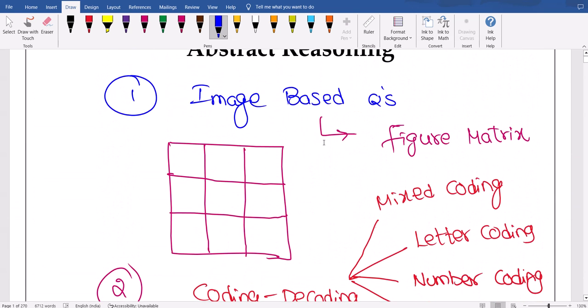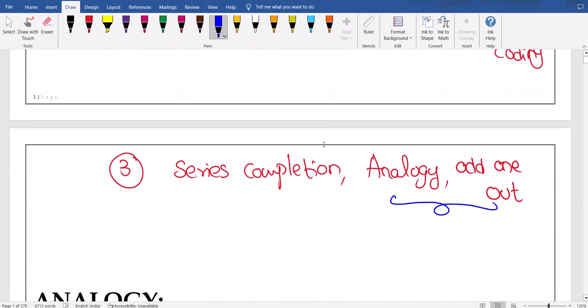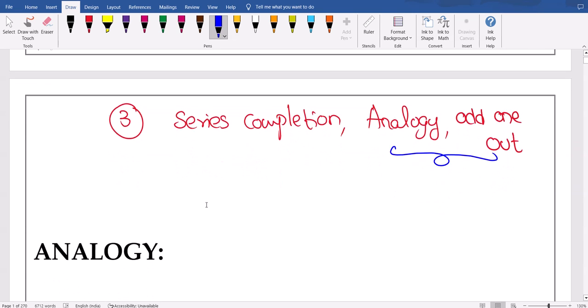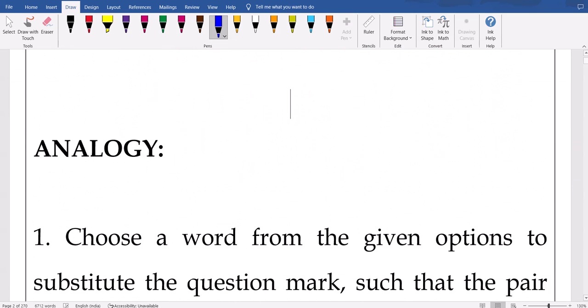This is the outline: image-based questions, coding and decoding, series completion, analogy, odd one out. Everybody may be very much familiar. Okay, good. We'll see how you are attempting the questions. So let's see the first one from the analogy concept.